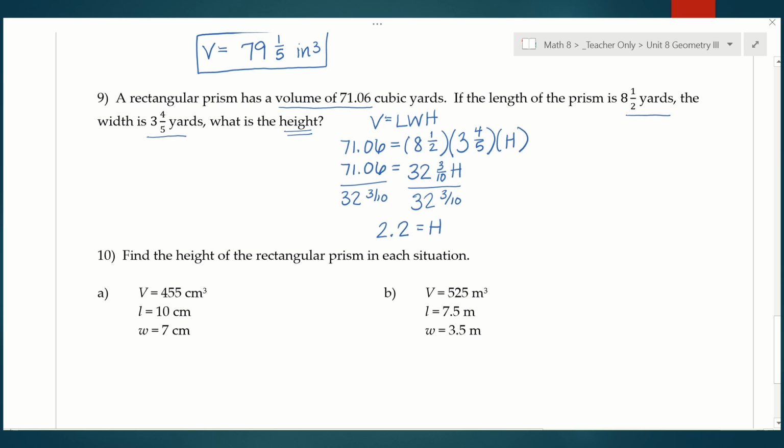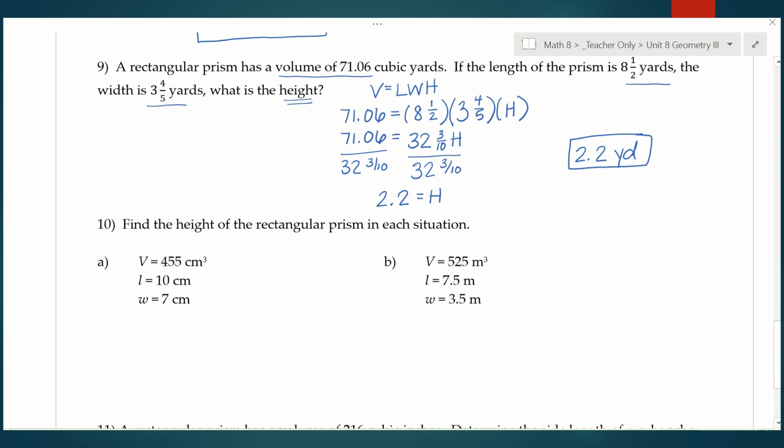Okay, and if you divided that correctly, you should be getting 2.2. Now, because this is the height, my label is just yards. I'm not trying to find the volume. I already know the volume. So anytime you're finding a dimension, the units is always just whatever it is, yards, feet, inches. Okay, there's no squared, no cubed, just the unit.